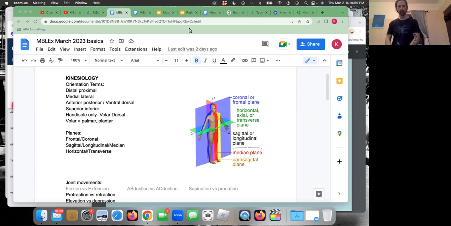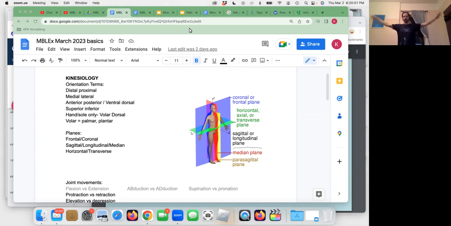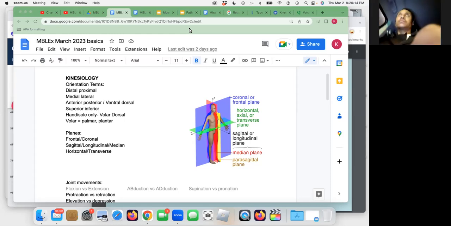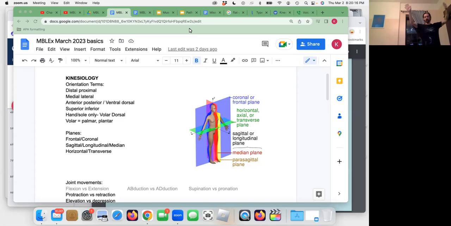Okay, what's next? Planes. Frontal plane, also called the coronal plane. Okay, you guys unmute. Everybody unmute so I can hear you talk. So which movements are happening with my shoulder right here? What movement is this?